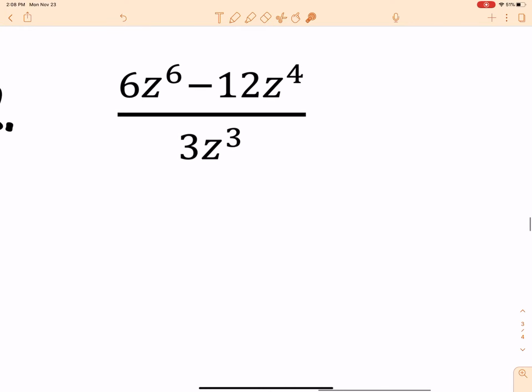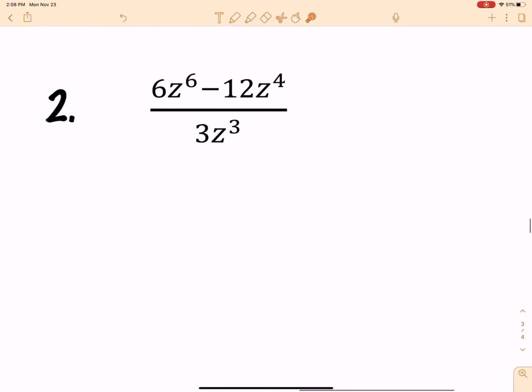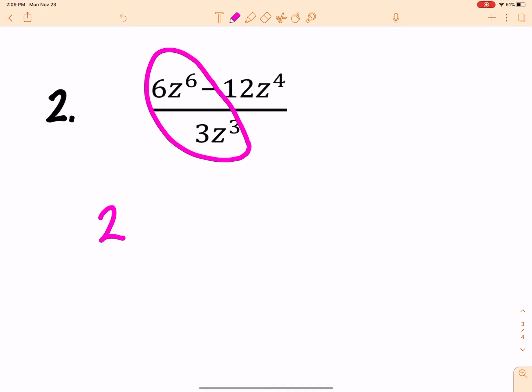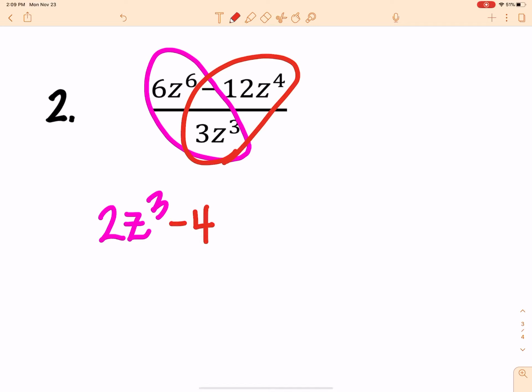Number 2. Okay, so now you have coefficients in the front, so we're going to share the love. So we're going to do this as a fraction. So 6 divided by 3 is 2. And then the exponents become z cubed. And then this part of the fraction is a -4. And then just z.